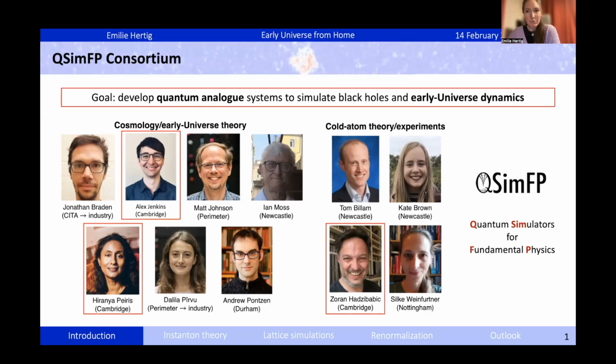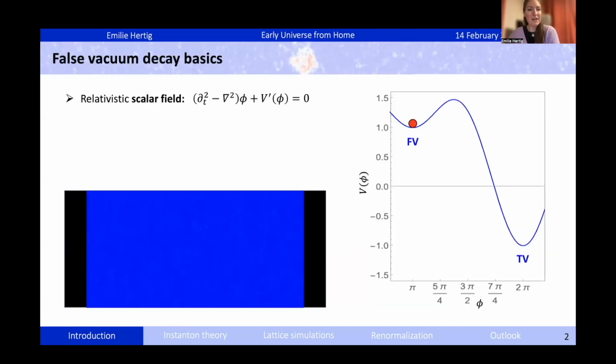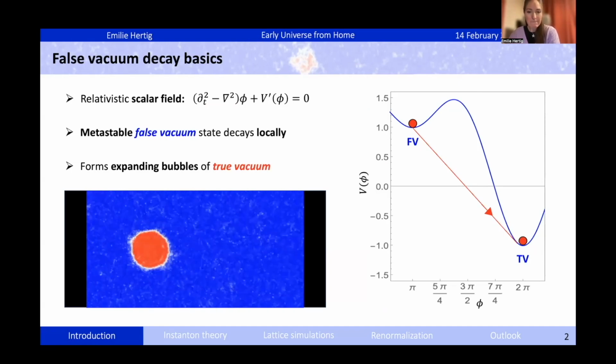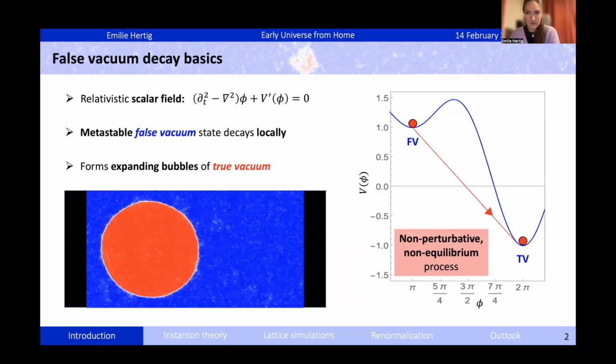Now, I'll give you a very brief introduction to the phenomenon that we are aiming to reproduce, false vacuum decay. We are considering a relativistic scalar field with the following equation of motion and a potential that has a local metastable minimum called the false vacuum. Now, in a classical system, this local minimum would be a stable equilibrium. But in a quantum system, it is possible for the field to locally transition from the false vacuum to the lower energy global minimum. And this process creates an expanding bubble of true vacuum. It is a highly non-perturbative, non-equilibrium process.